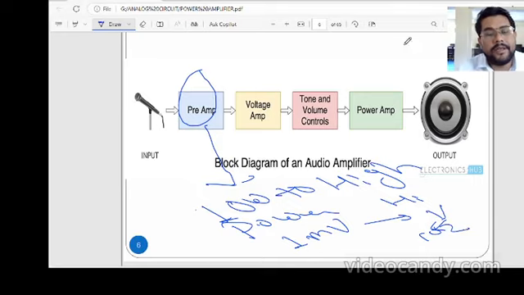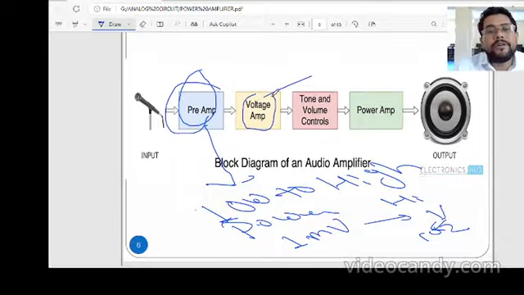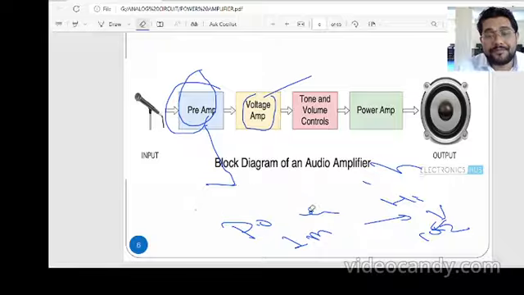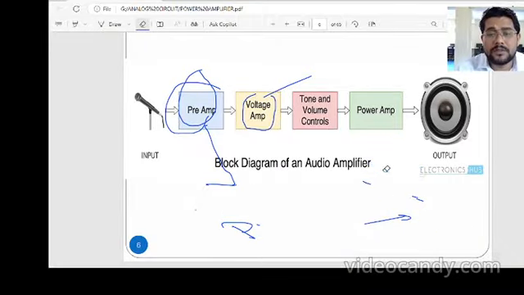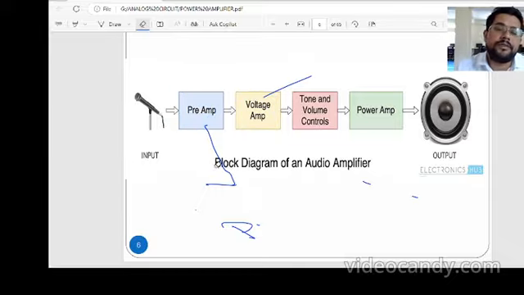So this is the general power amplifier. Here again a voltage amplifier is used to amplify the voltage, and the output may be a current signal. Then tone and volume controls, which in case of audio input are generally present in general amplifiers. This is the input.